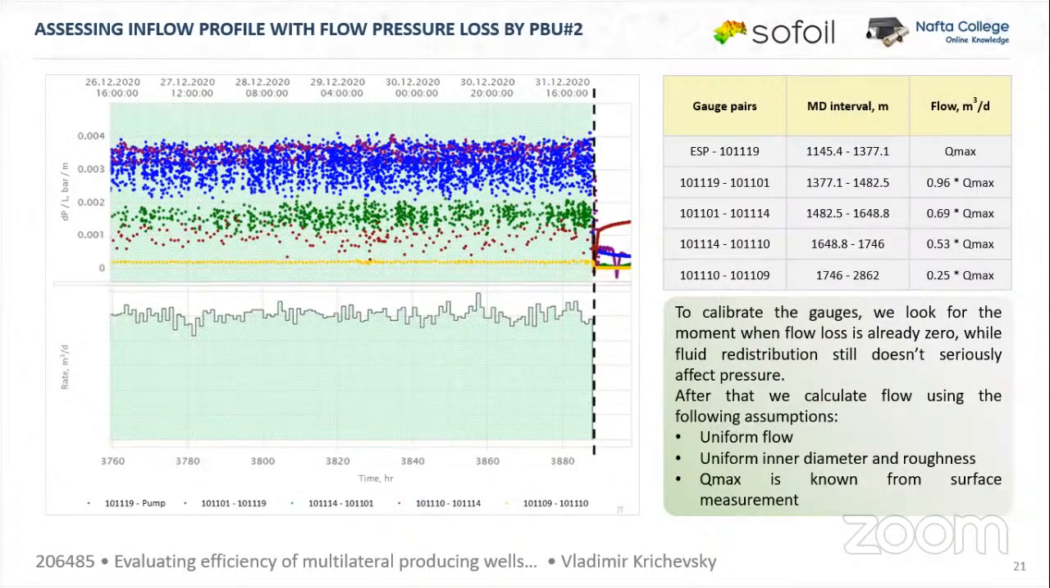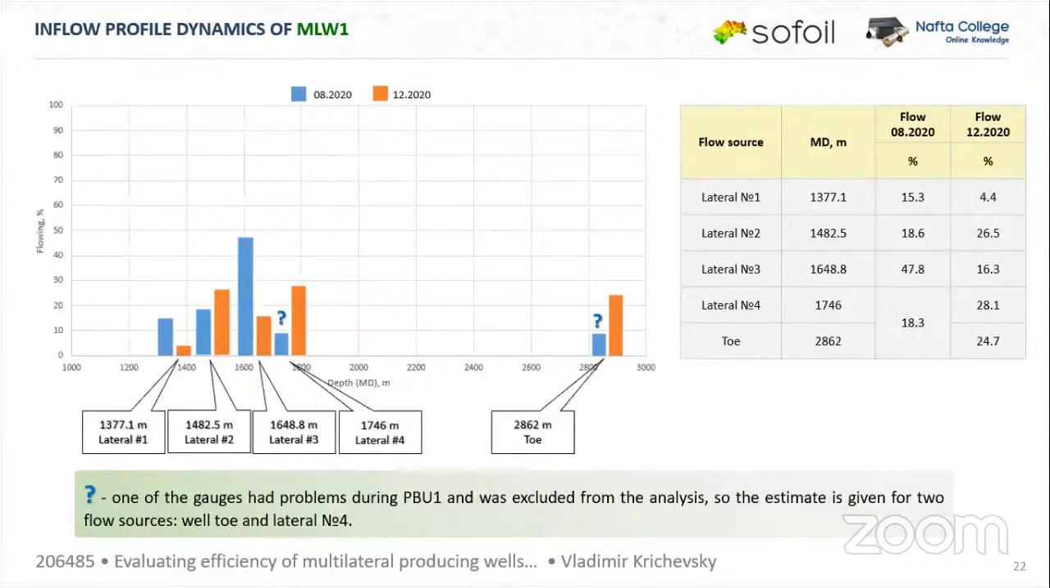Then, in the same way, the calculation was performed for the second interval, for the second PBU 4 months later. We see that we have slightly different values in the table for the total flow. This is due to the fact that in 4 months, the inflow was redistributed among the laterals. By the difference in the total flow in the zones between the toe, laterals and the pump, interval inflow from individual zones is calculated. The table shows a comparison of interval inflows in % at the beginning and at the end of the appraisal production of the well.